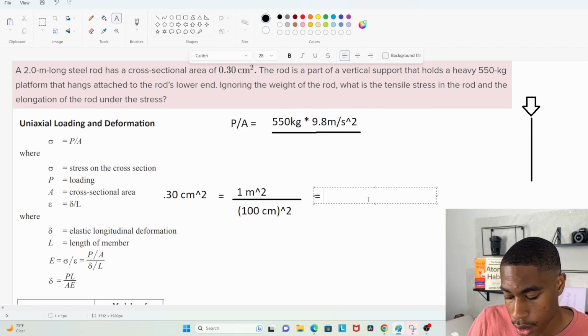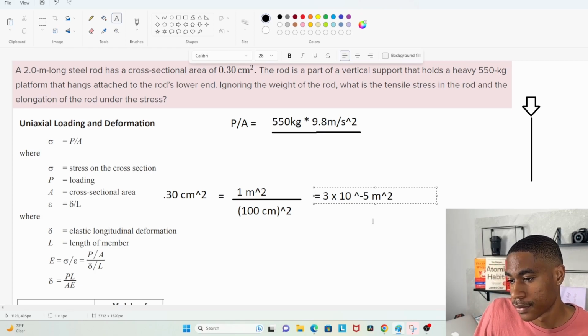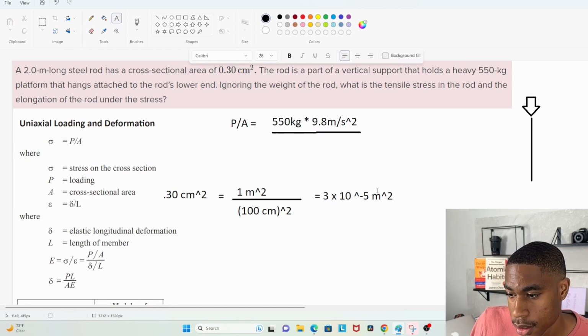So it looks like it gives me 3 times 10 to the -5 meters squared. That's what it looks like it gives me.